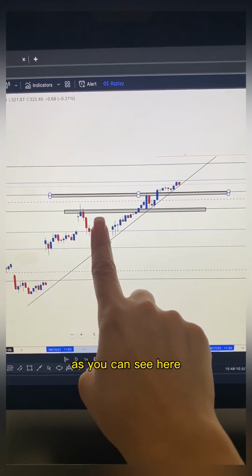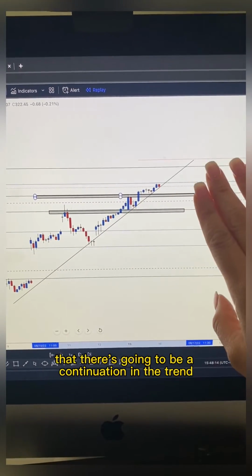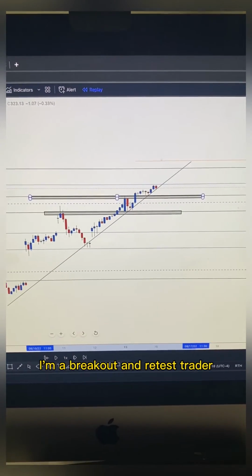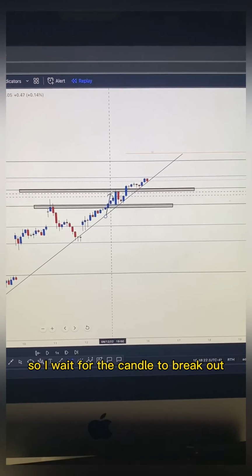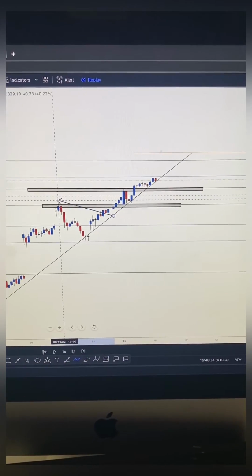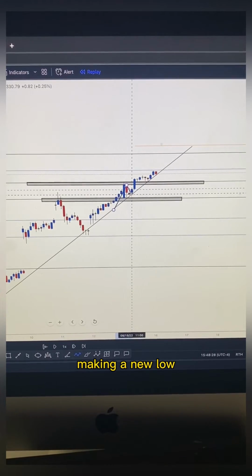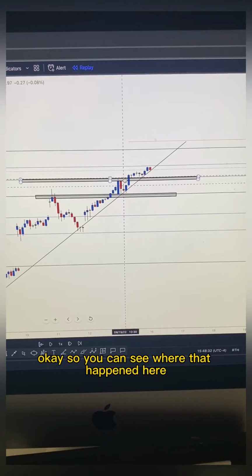But as you can see here, we have a previous high. In order for us to hope that there's going to be a continuation in trend, the previous high has to be broken. And again, remember, I'm a breakout and retest trader. So I wait for the candle to break out above the previous high, land on top, making a new low, and then I look for the push up. Okay, so you can see where that happened here.